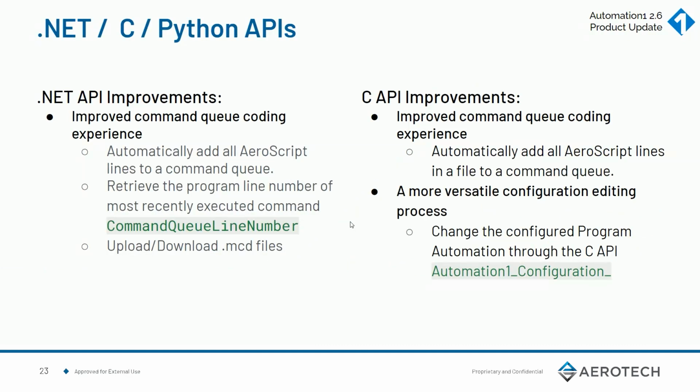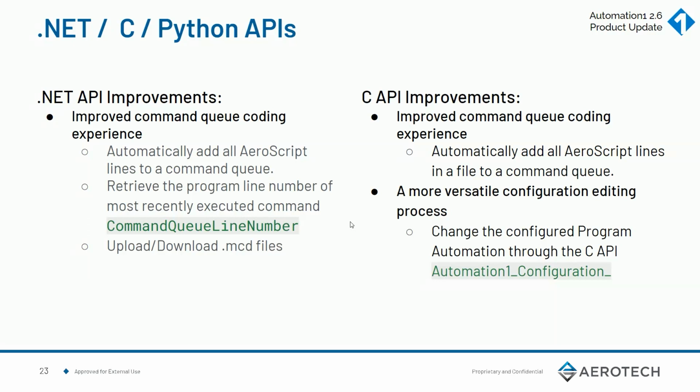For our .NET API, we have improved the command queue coding experience. Users can now automatically add all AeroScript lines to a command queue. In addition, you can retrieve the most recently executed command and upload or download MCD files from within the .NET API. Within the C API, the command queue experience has been similarly improved with the ability to add all AeroScript lines in a file to a command queue.